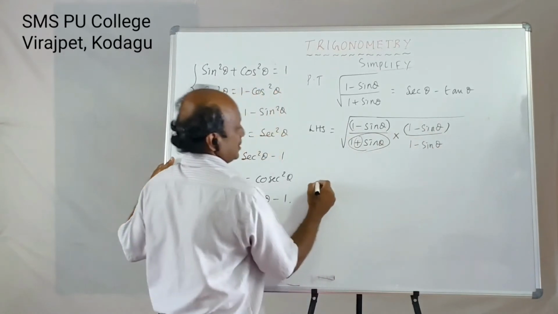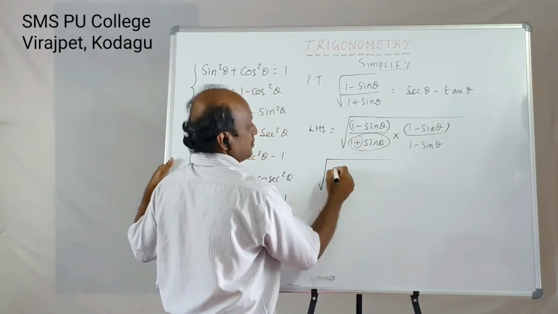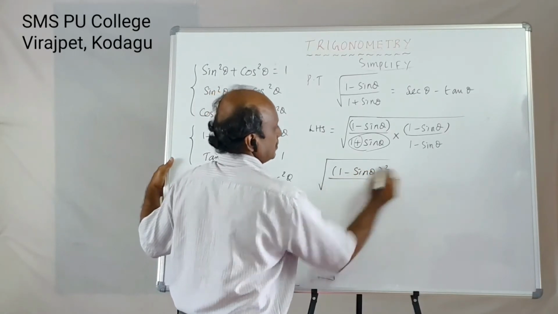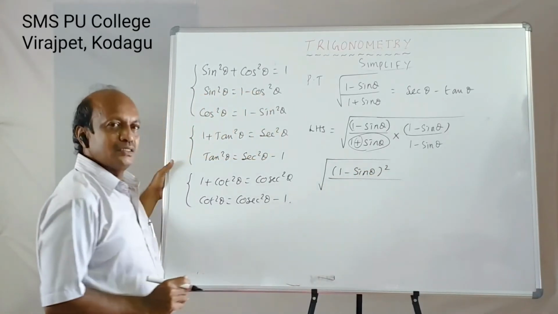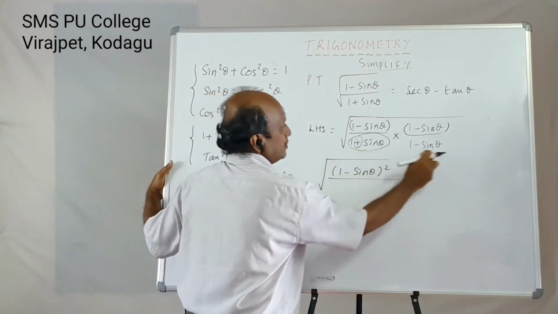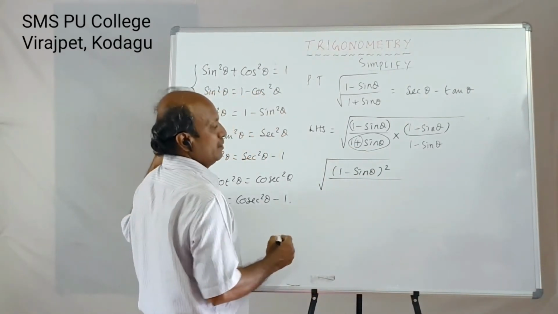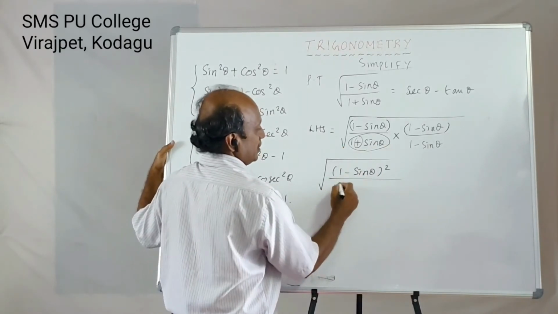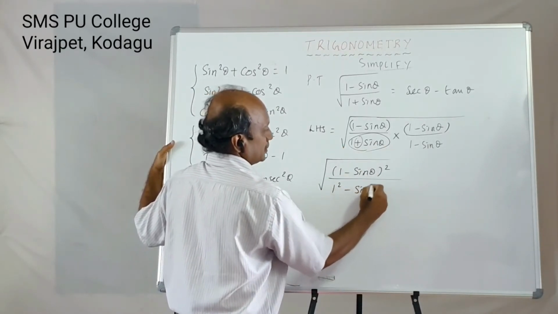A minus b into a minus b is a minus b the whole square. Here, what can you say about a plus b into a minus b? What is a plus b into a minus b? It is a square minus b square. So that means what will we get? 1 square minus sin square theta.